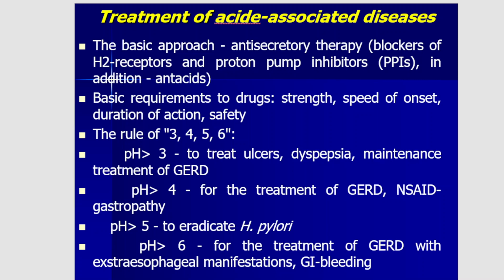The rule of 3, 4, 5, 6. pH more than 3 to treat ulcers, dyspepsia, and maintenance treatment of gastroesophageal reflux disease. pH more than 4 for the treatment of gastroesophageal reflux disease and non-steroid anti-inflammatory drug gastropathy. pH more than 5 to eradicate H. pylori successfully. pH more than 6 for the treatment of gastroesophageal reflux disease with extraesophageal manifestations and in case of gastrointestinal bleeding.